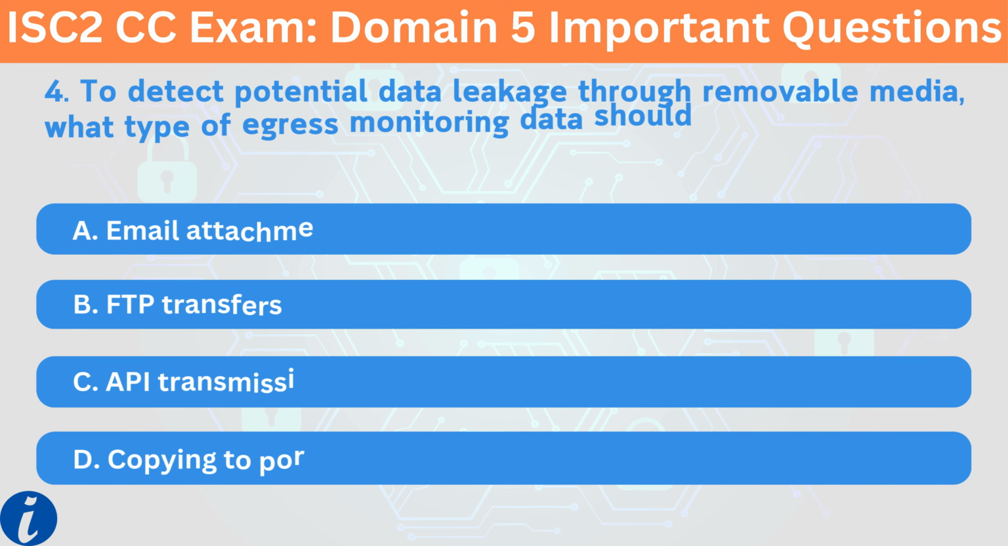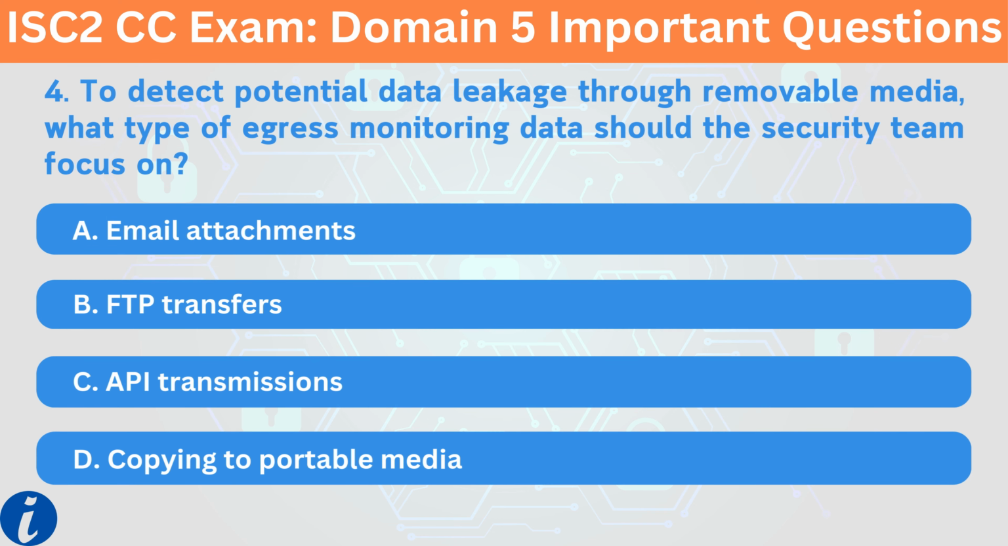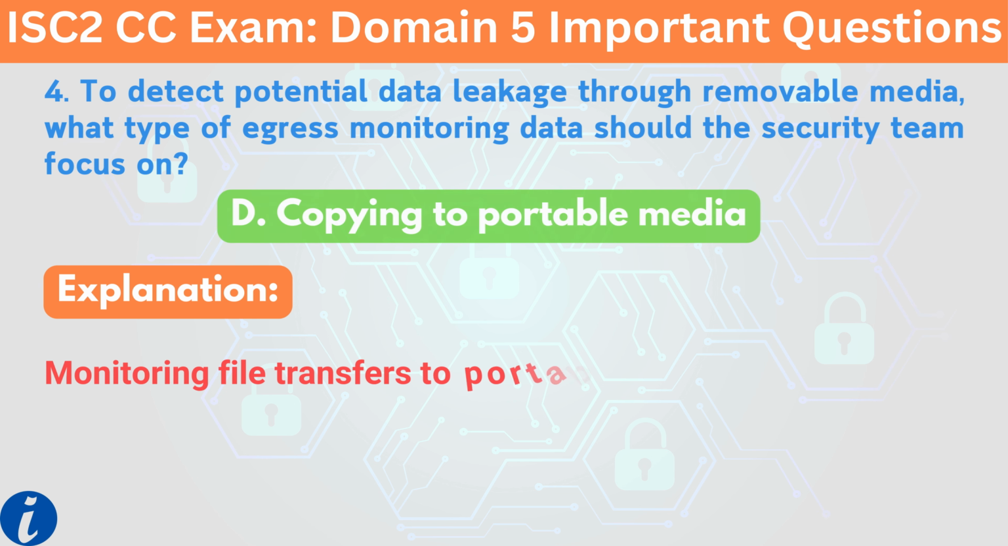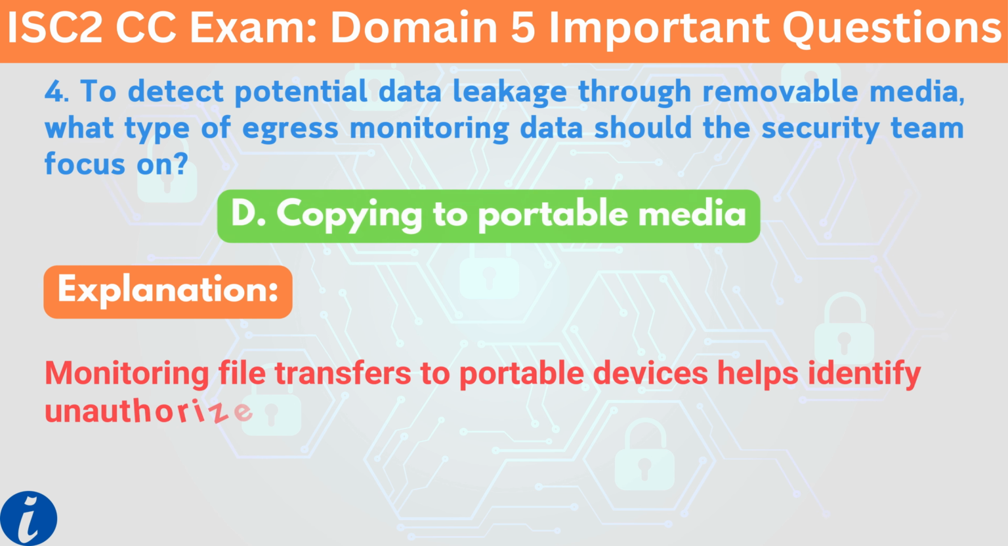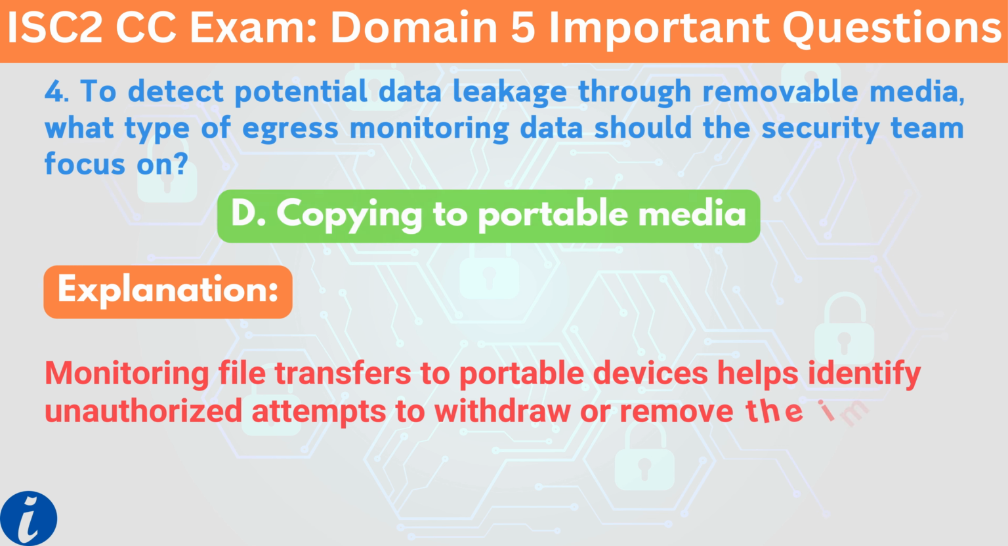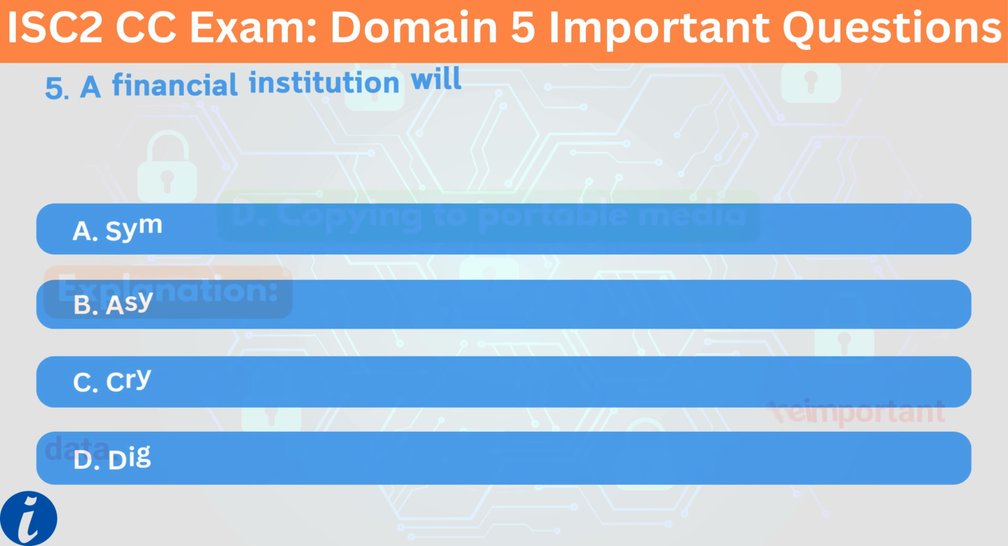threats. 4. To detect potential data leakage through removable media, what type of egress monitoring data should the security team focus on? A. Email attachments. B. FTP transfers. C. API transmissions. D. Copying to portable media. The correct answer is D. Copying to portable media. Explanation. Monitoring file transfers to portable devices helps identify unauthorized attempts to withdraw or remove important data.